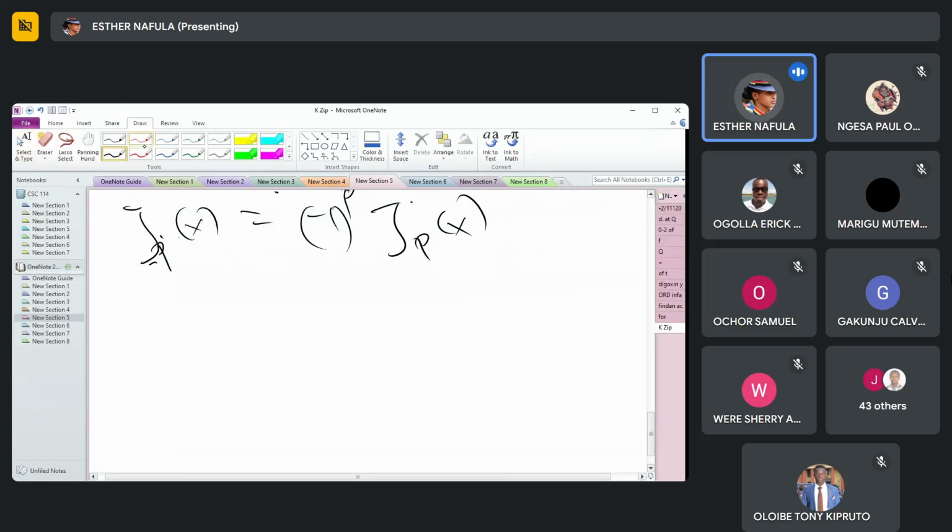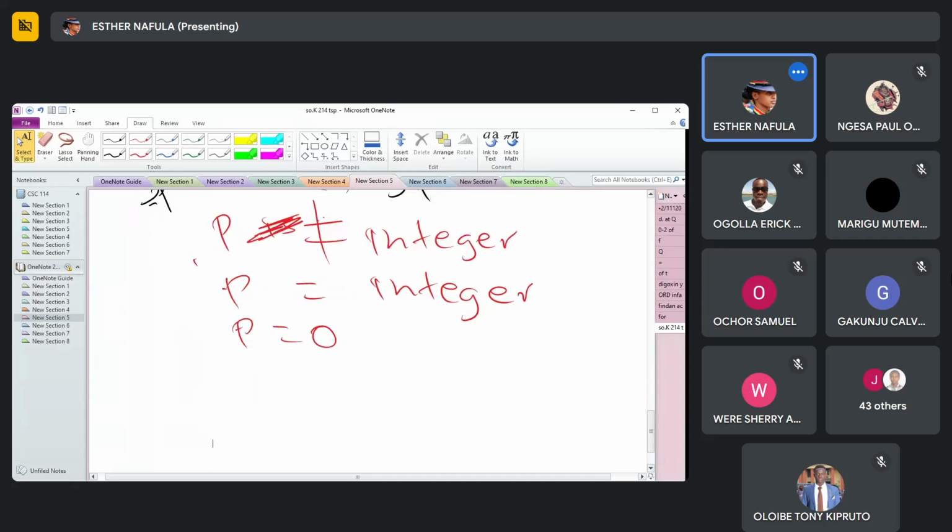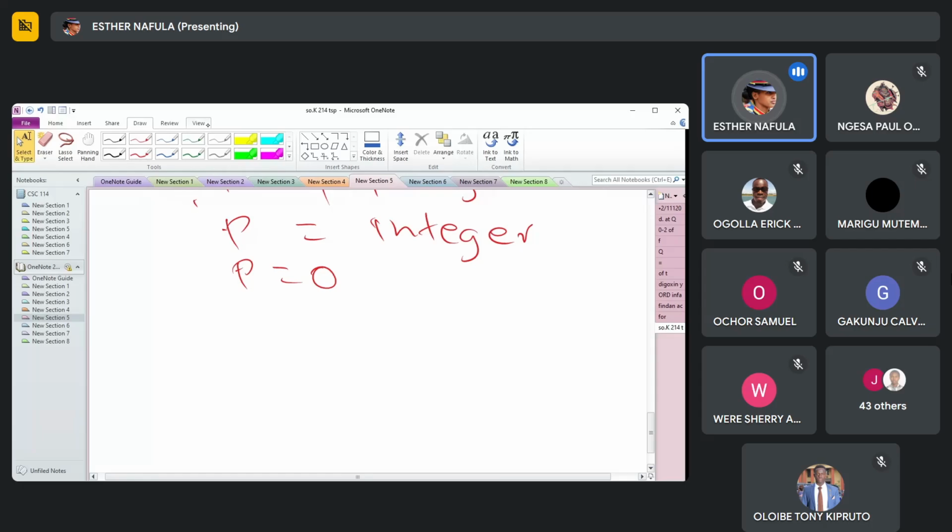We now wish to investigate the cases. p is either an integer, or p is not equal to an integer. p can be equal to an integer. p can also be just equal to 0, though that still belongs to the case of integers, because it's from minus something, 0, all the way up to the positives. So we need to investigate those cases. Let's start with what happens when p is equal to 0.